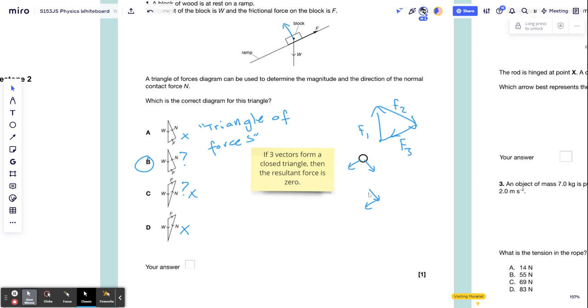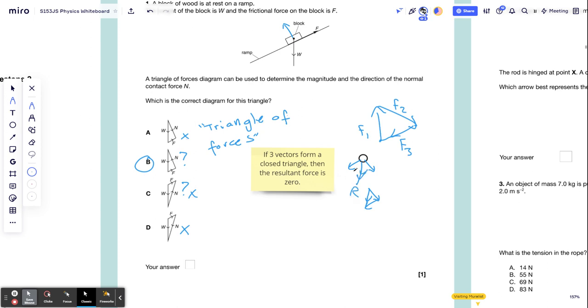And so you can see that the resultant force in this case would be something like this. Okay, bit of a messy diagram, but it would be acting in that direction. So therefore, the resultant force is going to be there.